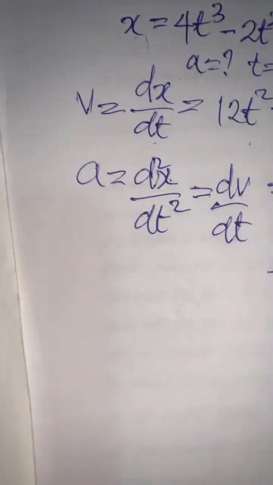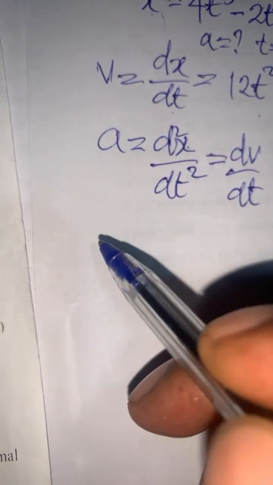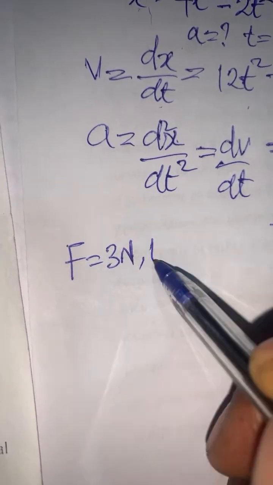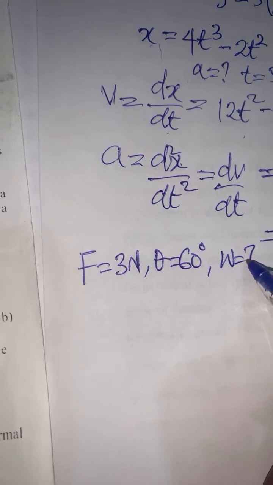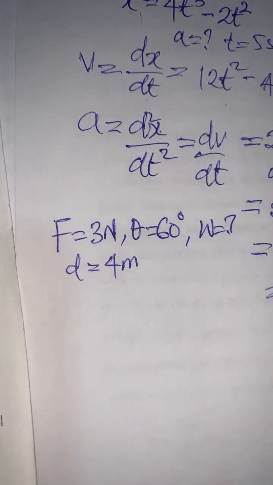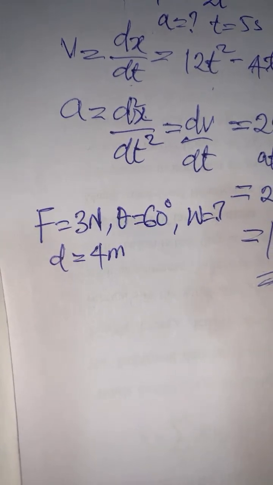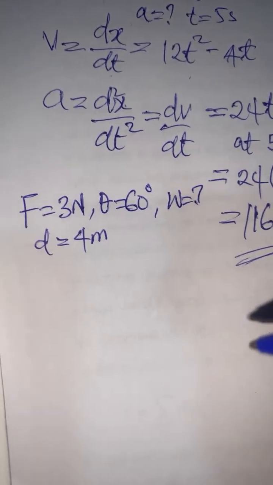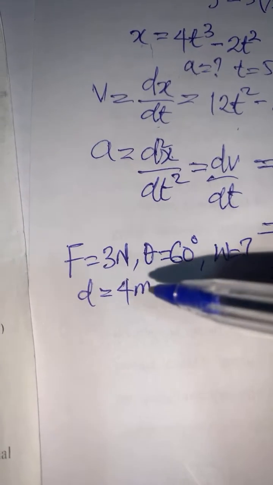Okay, are we together? So in that problem, we have the parameters. There are a lot of things given. We have the force given as 3 Newton, and the angle is given as 60 degrees. We're asked to find the work if the distance is 4 meters. Did you say I should show you this question again, the question that gave us these parameters? Is that what you're asking for?